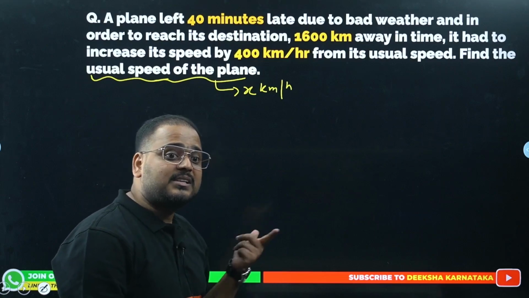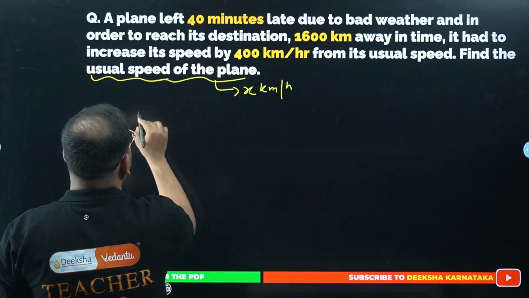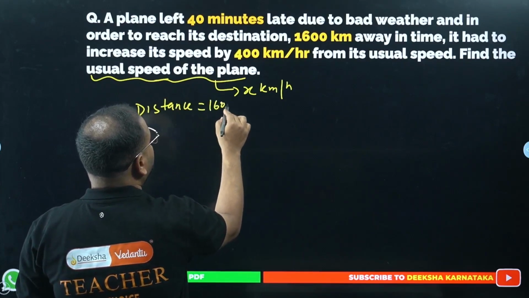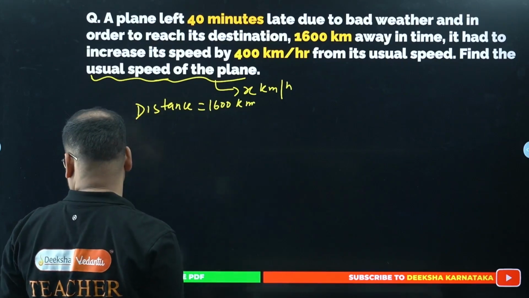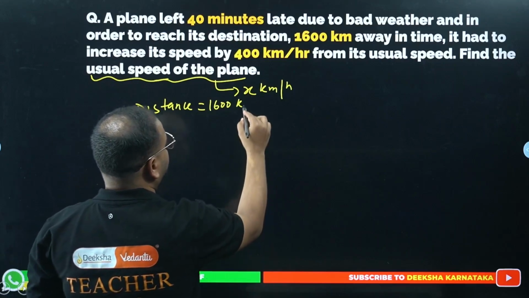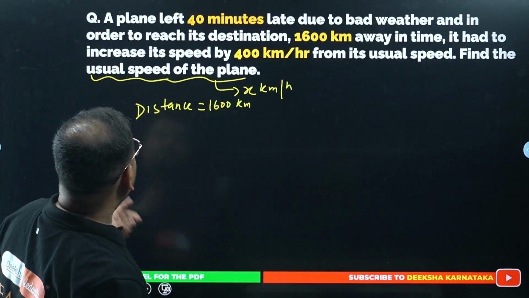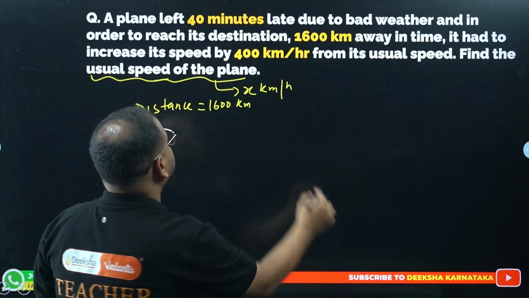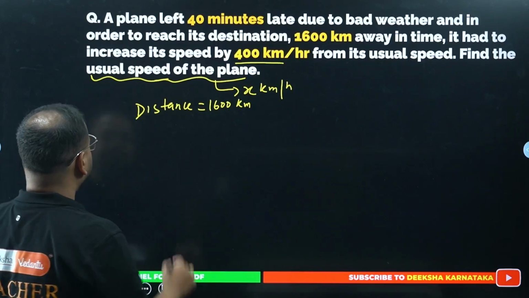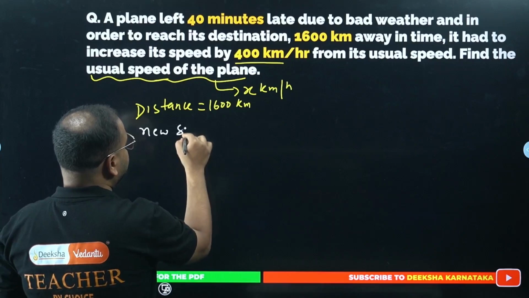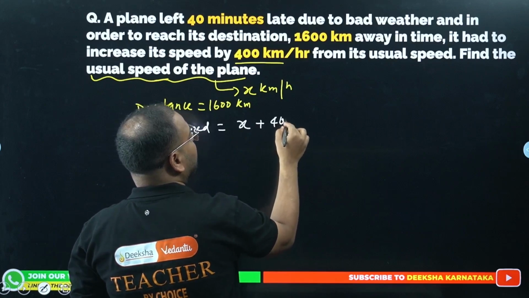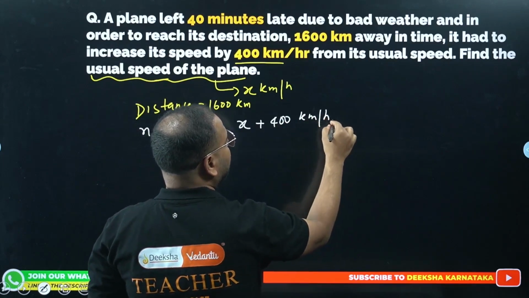Now what happens? Distance is given. What is the distance given? Distance is 1600 kilometers. Now, how much they have increased, that also is given: 400 kilometer per hour. So, what is the new speed? What is the new increased speed? Usual speed was x, increased by 400 kilometer per hour.